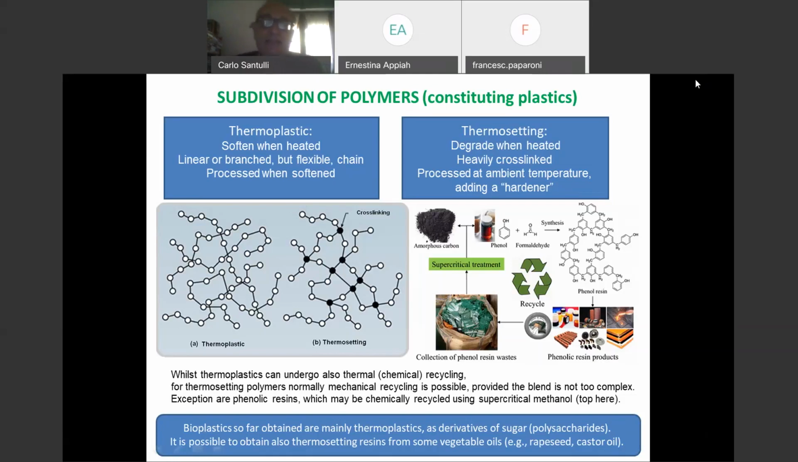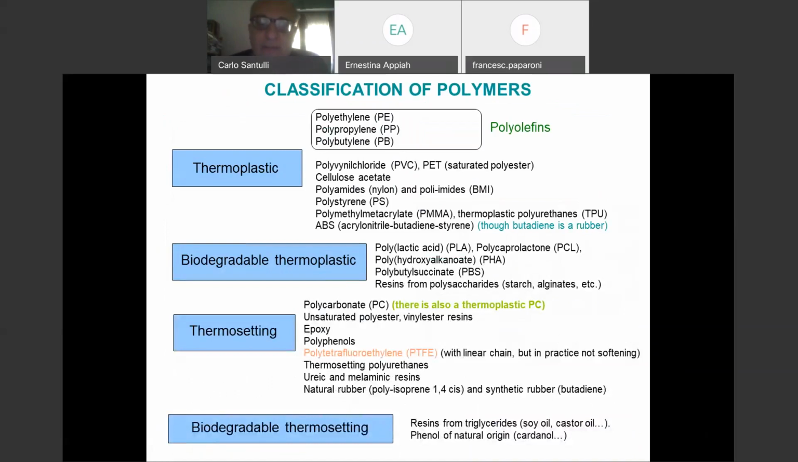Having said that, let's go into more detail about polymers. Here we can see that the situation is not as simple as you may imagine, because of course there are thermoplastic, thermosetting, biodegradable thermoplastic, and biodegradable thermosetting.